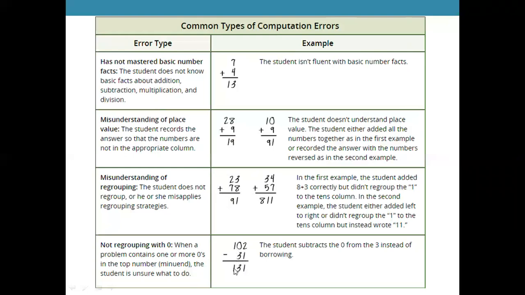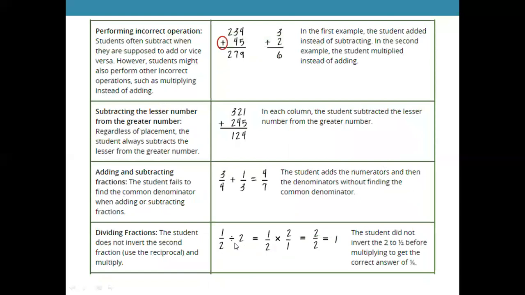So again, they have their basic subtraction facts down. They're not making any errors in that. They're just going about it in the wrong order and not understanding that regrouping.